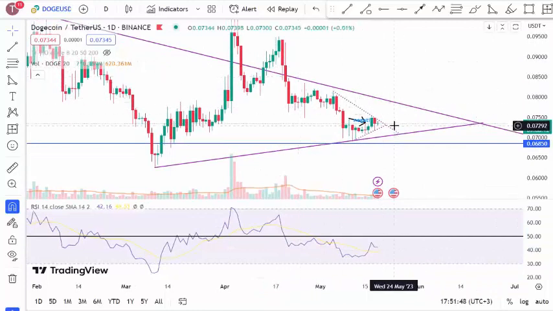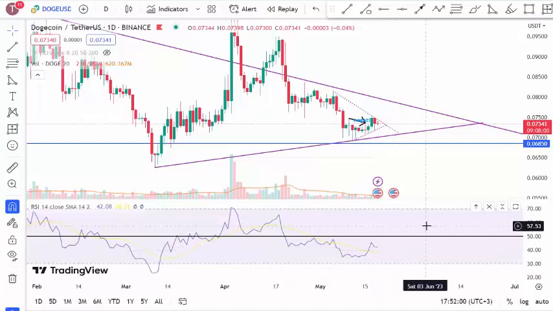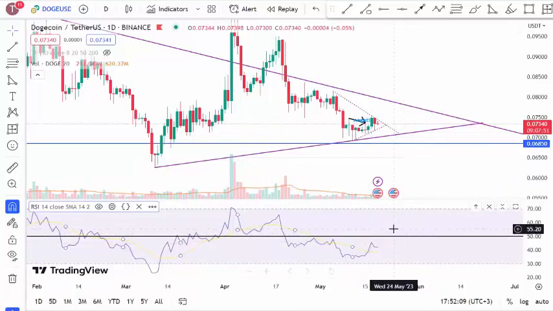Additionally, it is currently moving around the level of 42. Whichever direction it moves from this point, it is more likely to see an upward or downward movement in price. However, a level we can follow on RSI is 50. If the 50 level is broken to the upside, we may witness a significant upward movement in price.